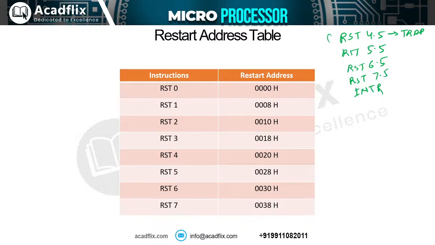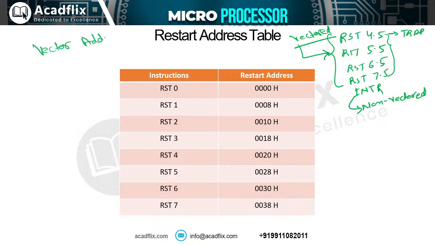In total we have 5 hardware interrupts in the 8085 microprocessor, and out of these 5, four are actually vectored interrupts. These are vectored, and INTR is the non-vectored interrupt, because for the vectored ones we are given the vector address. That's why they are called vectored interrupts. You can directly obtain the vector address, or you can say the interrupt service routine base address, the base address of the interrupt service routine in memory.